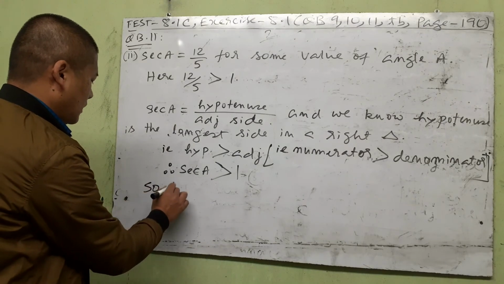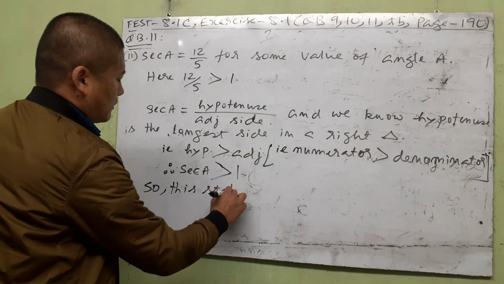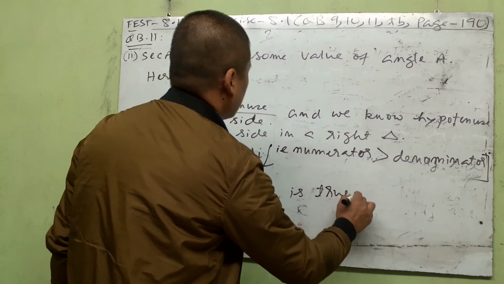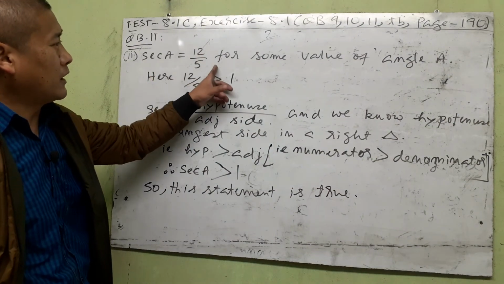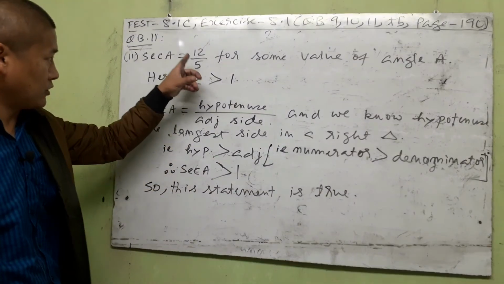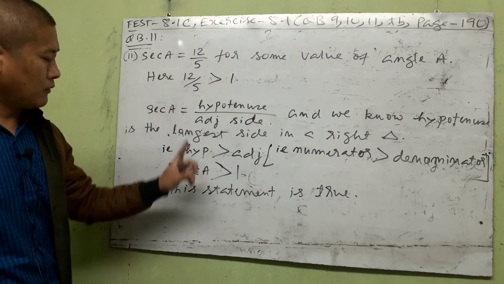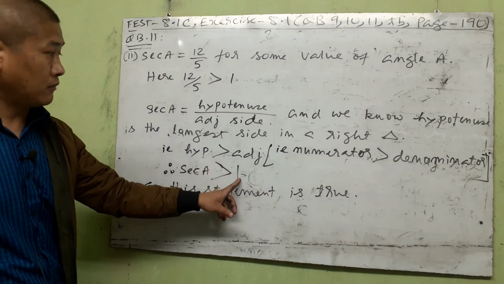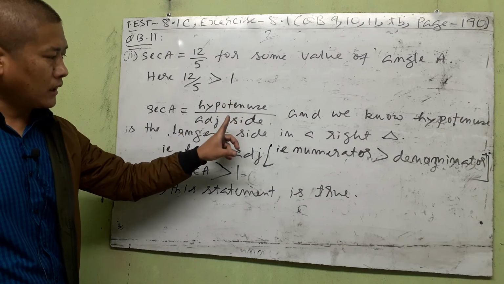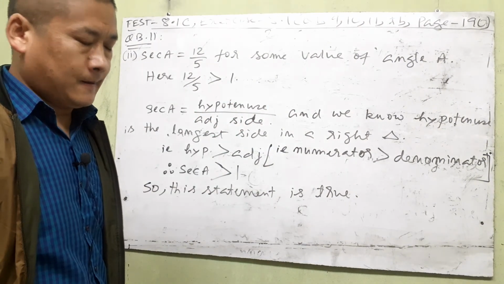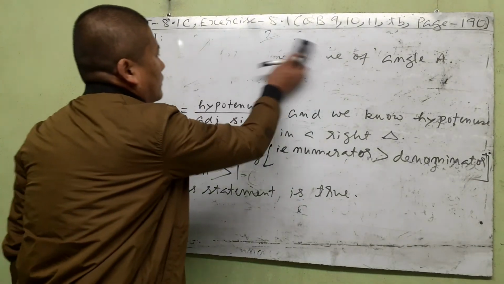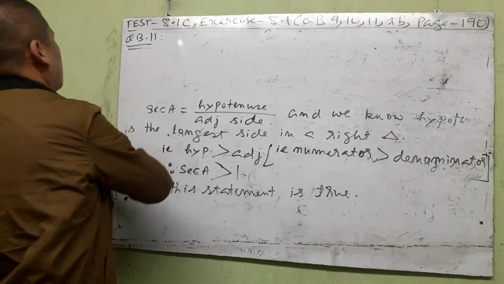So this statement is true. What statement? The statement that says sec A equals 12 by 5 for some value of angle A is possible. In fact, it's possible because 12 by 5 is greater than 1, and we have established that sec A should always be greater than 1, because sec A is hypotenuse by adjacent, and the hypotenuse is always longer than any side in a right triangle. Right, so that's your justification. Then number 3. Go to subheading number 3.